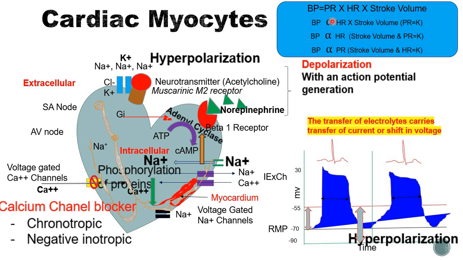In the next slide you will come to know how the calcium channel blockers are going to affect the peripheral resistance as well. If we rearrange this mathematical formula, it means that blood pressure is directly proportional to either heart rate or stroke volume, keeping the peripheral resistance constant, or blood pressure is directly proportional to the heart rate, keeping the stroke volume and the peripheral resistance constant, or, the other way, blood pressure is directly proportional to peripheral resistance, keeping the stroke volume and the heart rate constant.